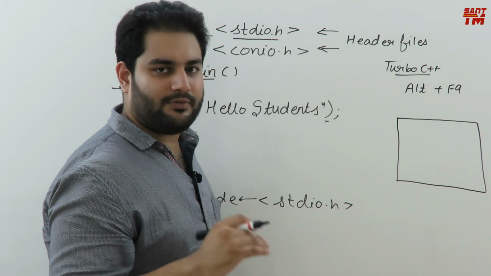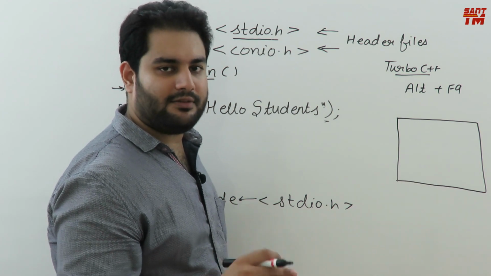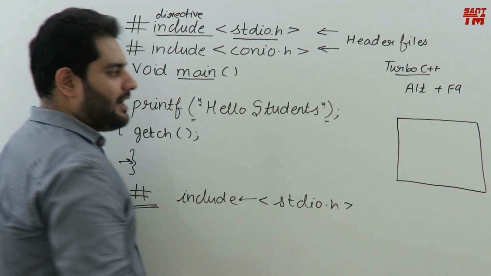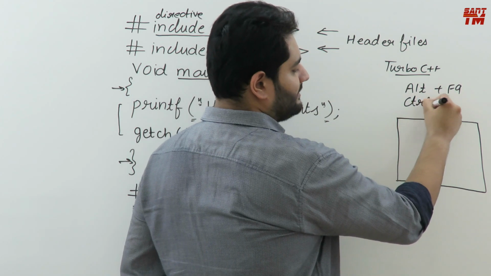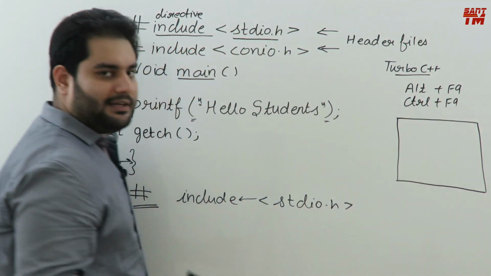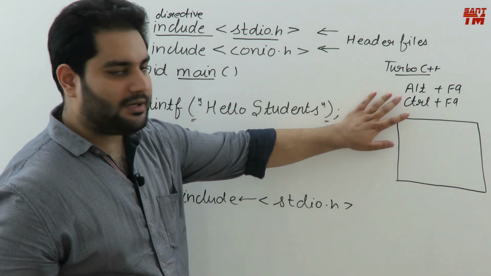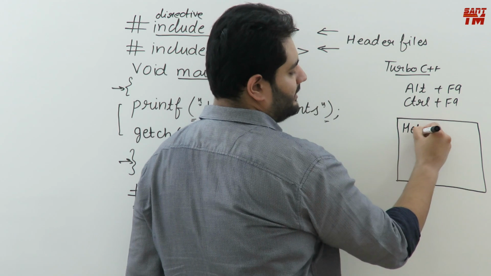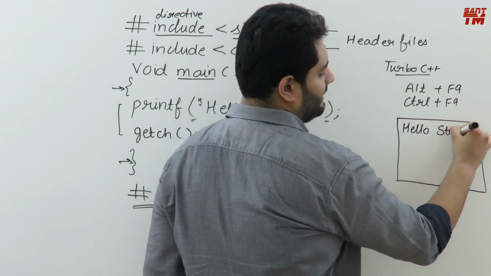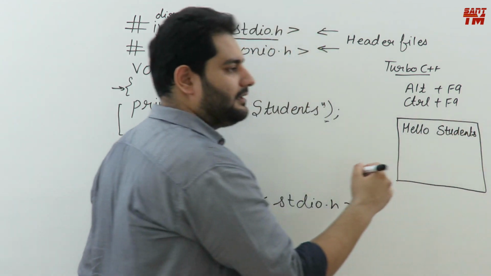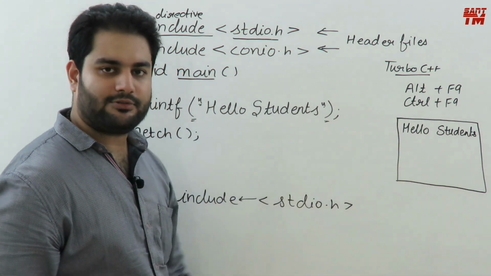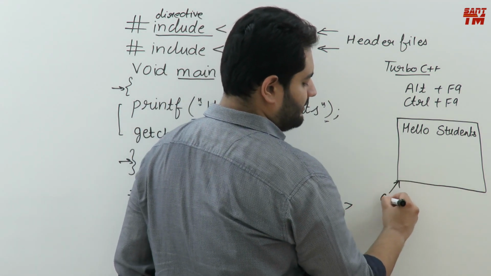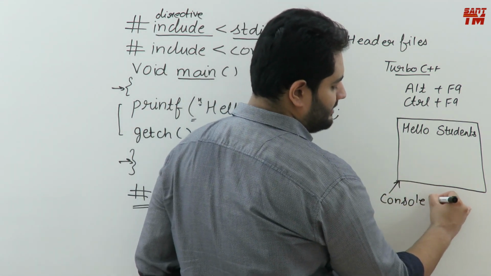Just write down whatever I am saying. I will tell you the meaning of each and every term that I am speaking. So Alt plus F9 will compile our program, and then after compilation, we will press Control plus F9. Control plus F9 will run our program. Whenever our program runs, this statement will simply print hello students. After running, you will see hello students on a black screen, written in white color. That black screen is actually called the console screen.